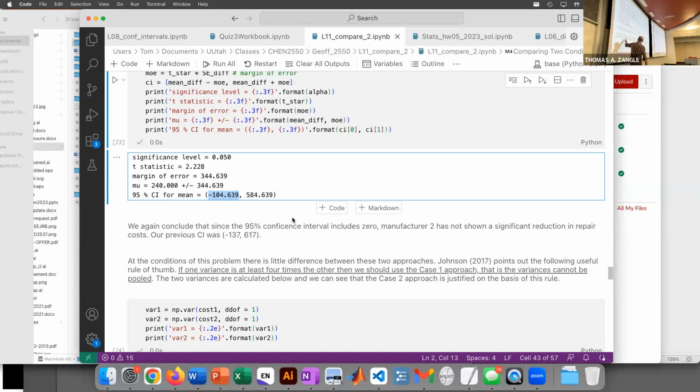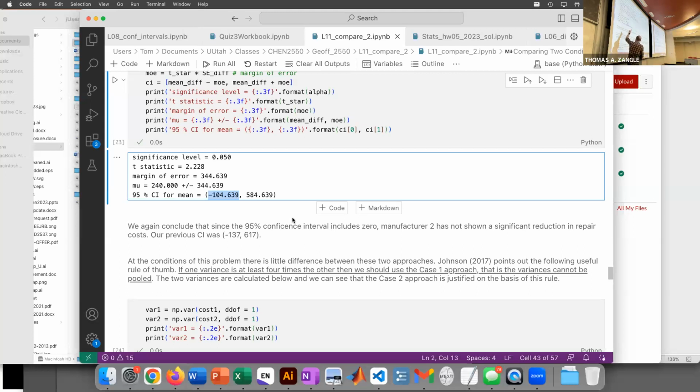A rule of thumb, in this case, if we were to scroll back up, I don't want to give you a headache, but if we were to scroll back up, we'd see that our sample standard deviations were not the same for manufacturer 1 and manufacturer 2. They were not identical. And they will pretty much never be actually identical, right?